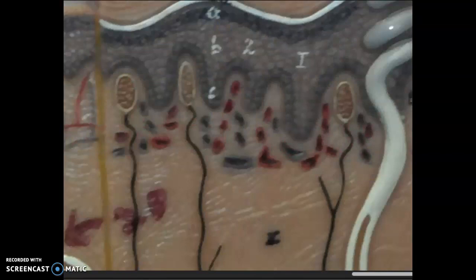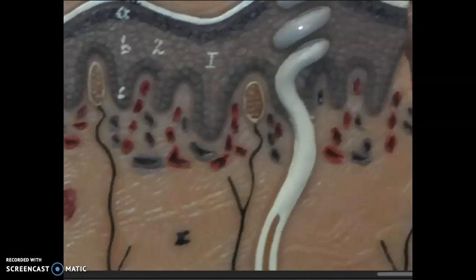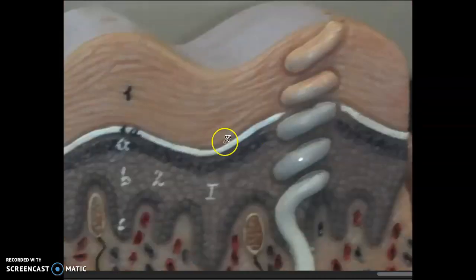Now, our thick skin, over here, we actually have another layer. This is our thick skin. And again, we have our stratum basale. We have our stratum spinosum. We have our stratum granulosum. Then we have this layer.